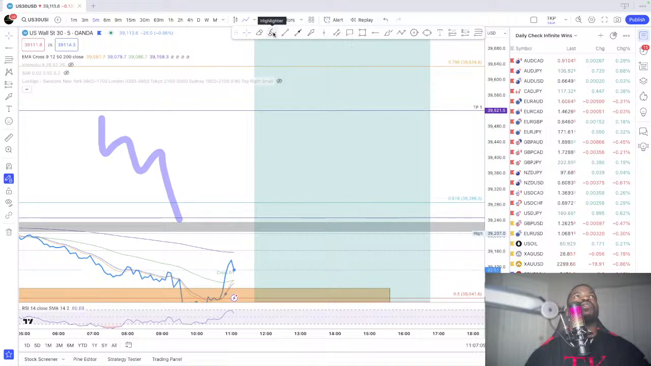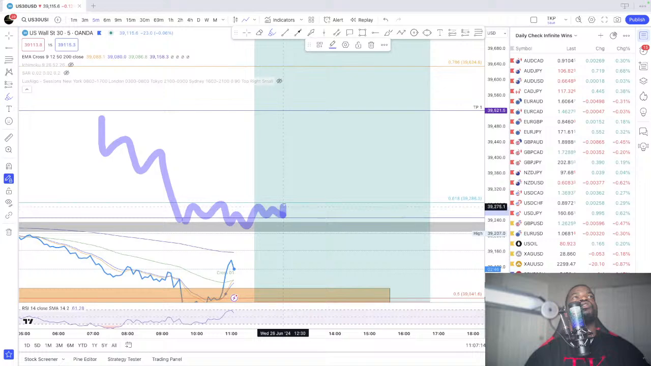is you wait for price to do something that we call consolidate. And as soon as you see that break, that's when you place your buys.